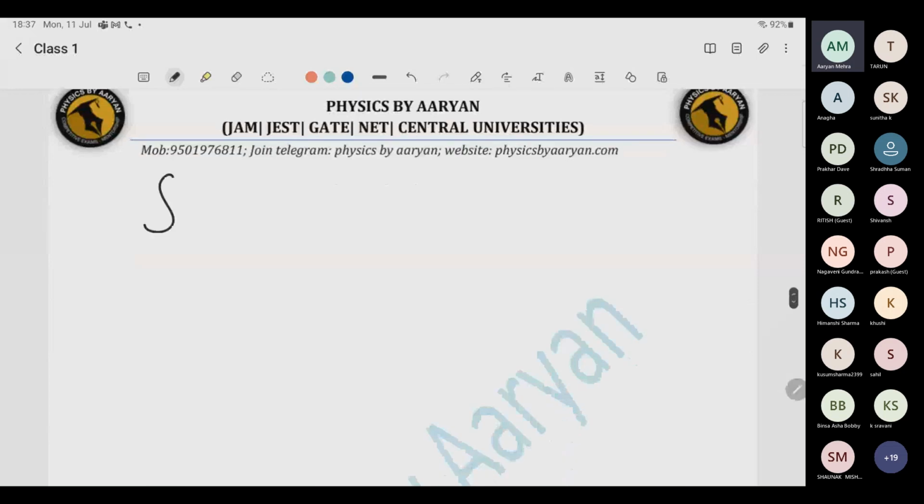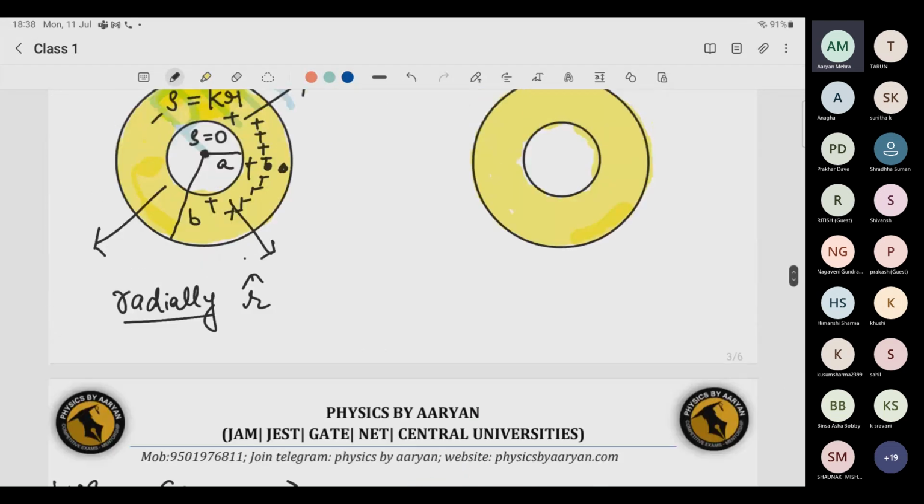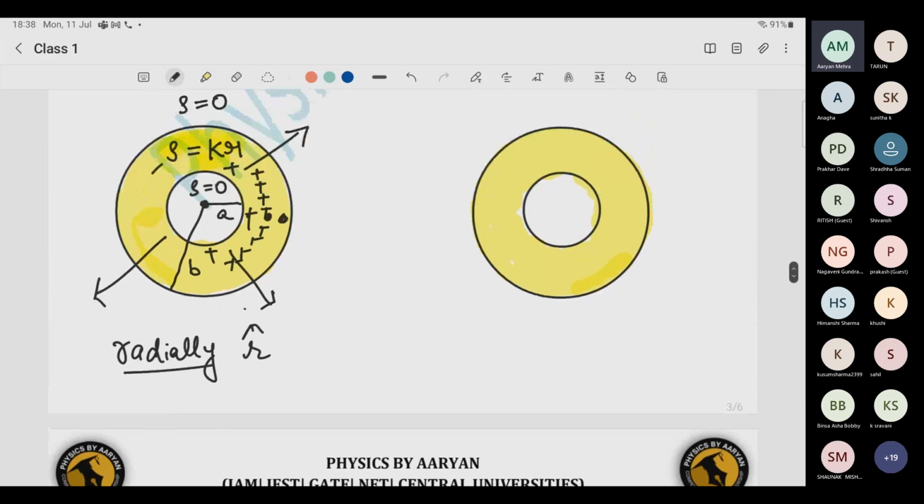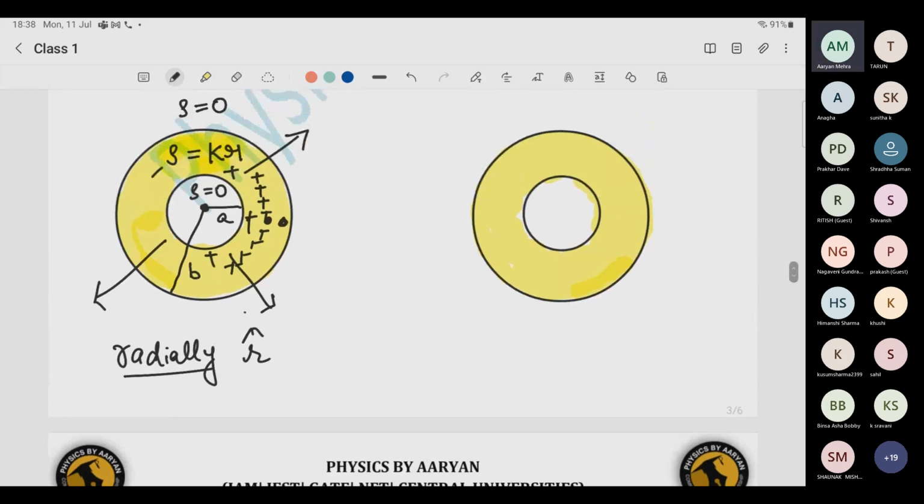Why we need R cap? See, E dot dA is the left hand side of your Gauss law. So if your electric field is along R cap, then your small area element should also be along R cap. Otherwise, their dot product will be 0. So we need a surface on which the radius R is fixed. So let's draw such a surface.